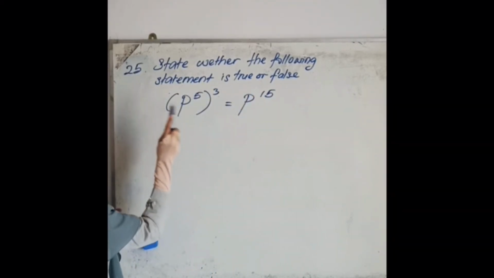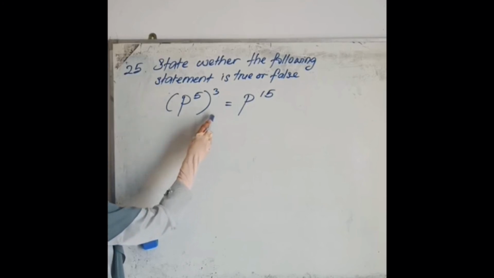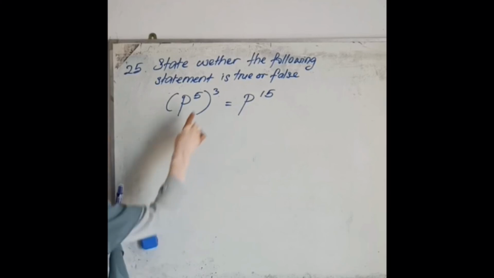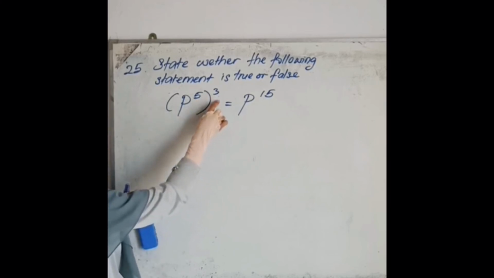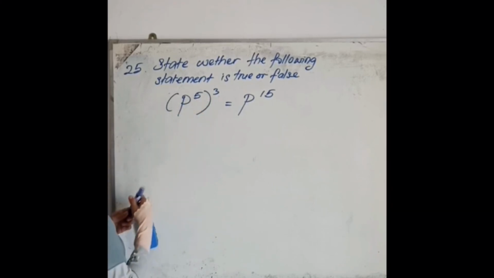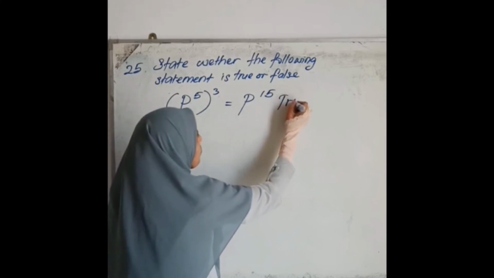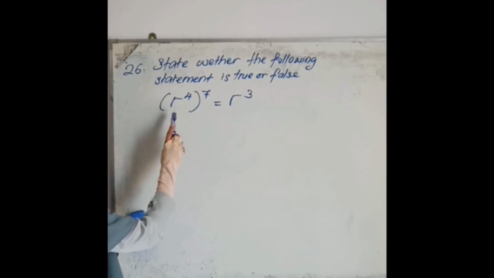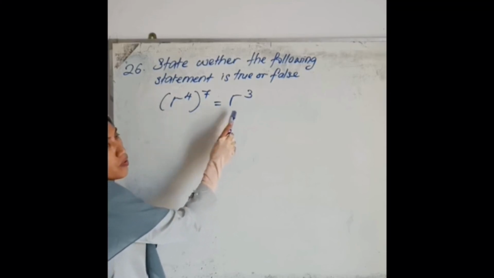Okay, number 25. Is the statement true or false? So 5 times 3 equals 15. So the statement is true. Okay, number 26. Is the statement true or false?